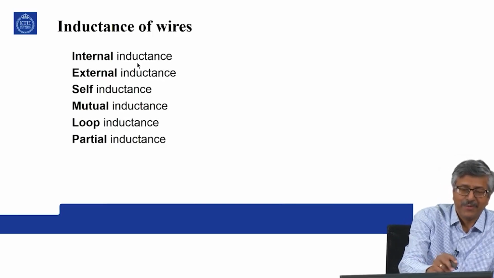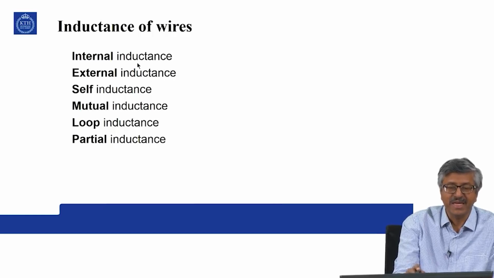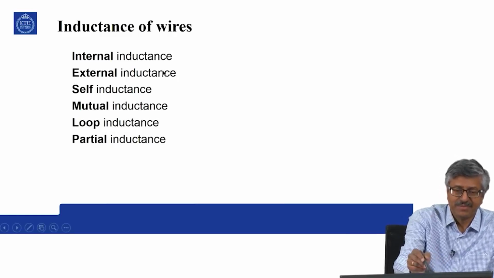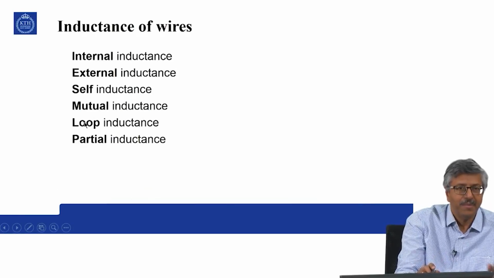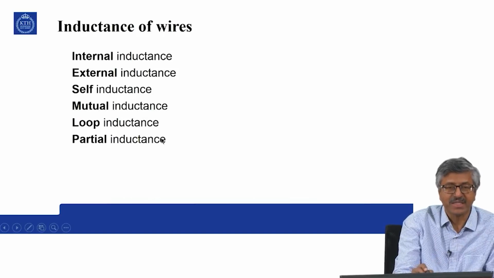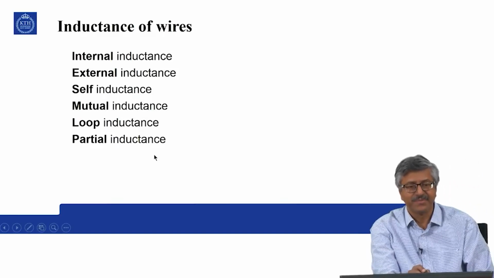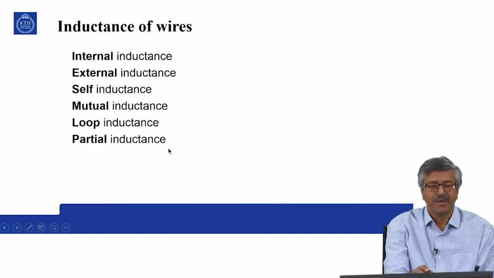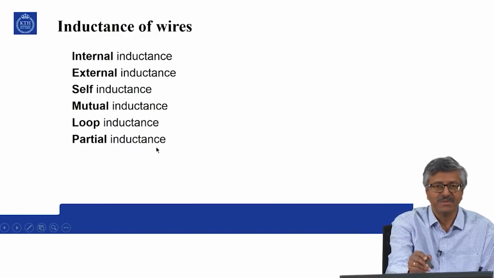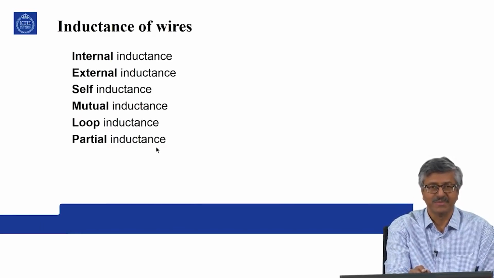For example, you have terms like internal inductance, external inductance, self inductance, mutual inductance, loop inductance, partial inductance. So, there are several terms like this. And what are the differences between these various types of inductance? So, the next few slides we will devote time for this.